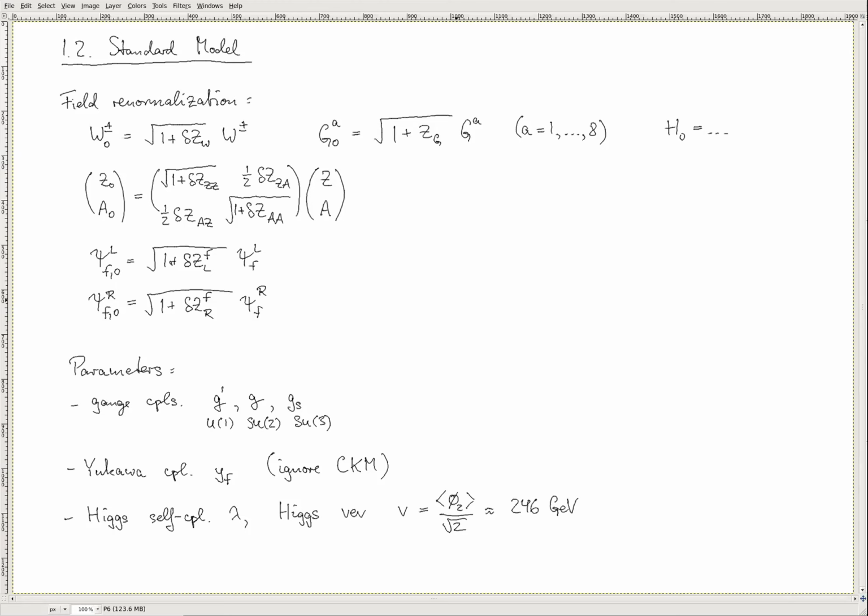And one more question. In the unbroken phase, do you do the same to the W and B field as we are doing to the gluons? Yes, basically the answer would be exactly the same. Also the W zero would have the same field renormalization as the W plus or minus, or W one, two, however you want to call them, because the SU2 symmetry would be unbroken.